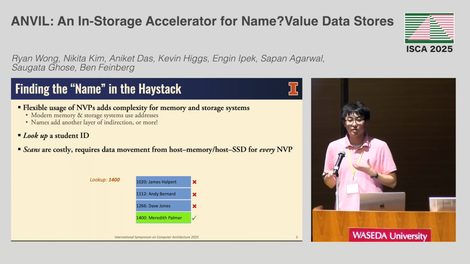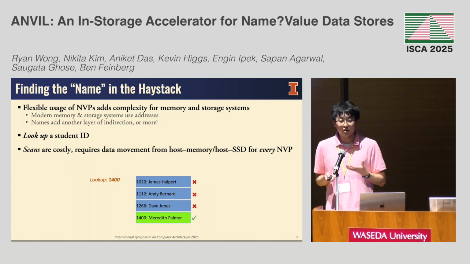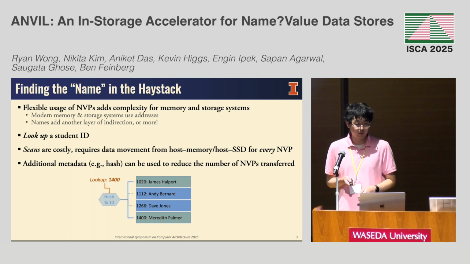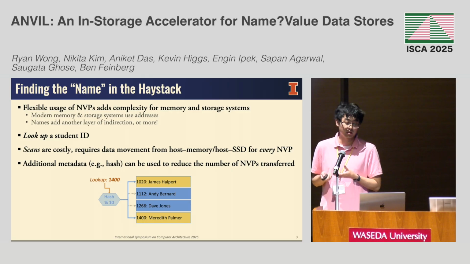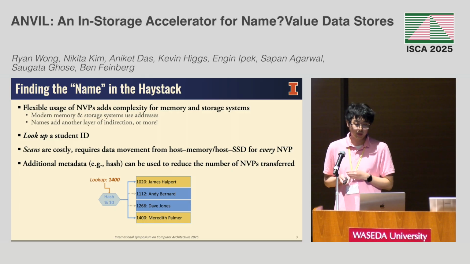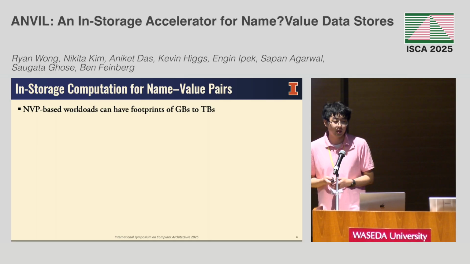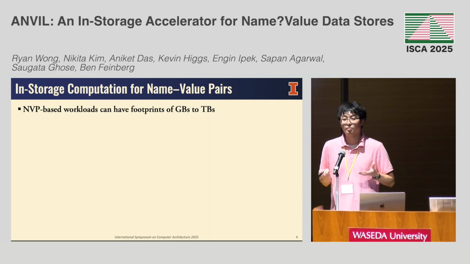However, this incurs data movement overheads. It may elect to use additional metadata, such as a hash. However, those can also lead to second-order effects like hash collisions. Furthermore, as we produce more and more data, this puts pressure on main memory systems.